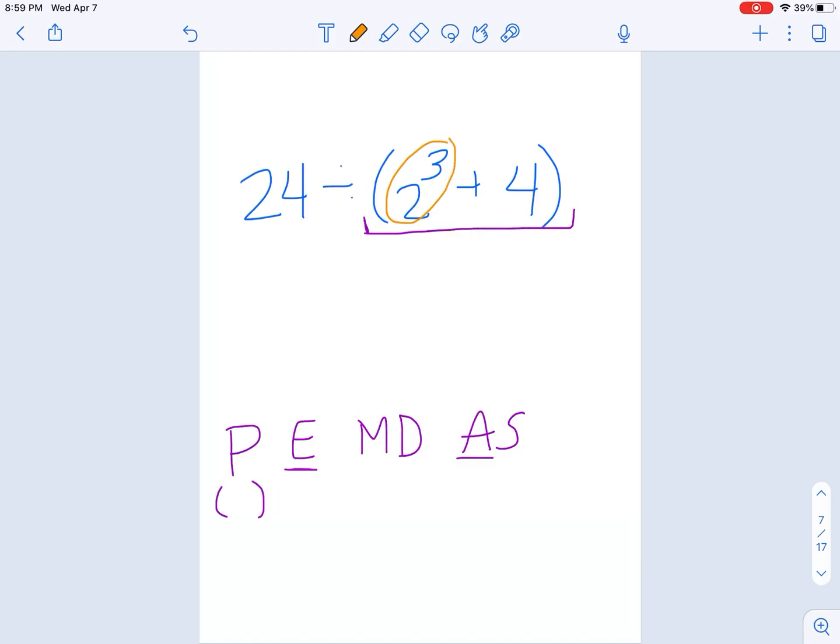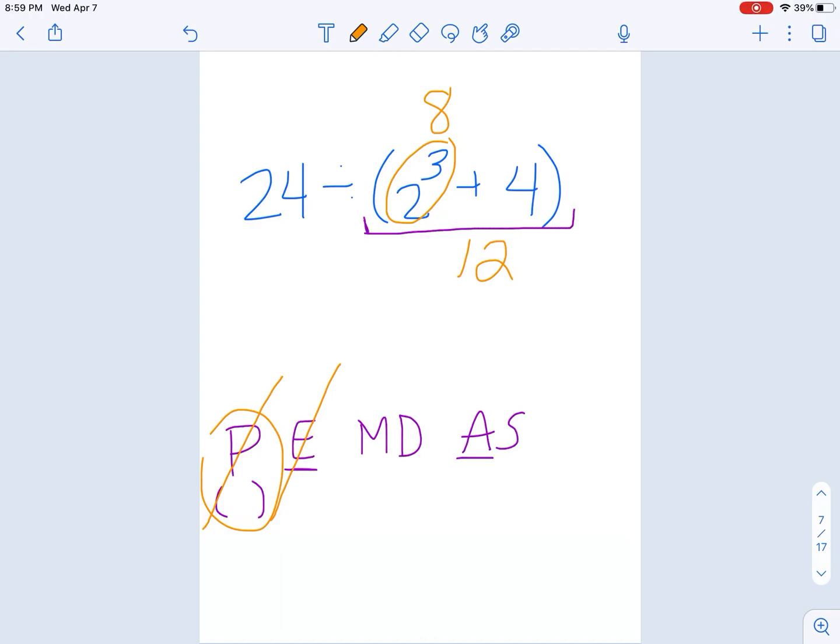Now remember that 3 means that we're going to multiply the number 2 3 times. And 2 times 2 times 2, so 2 times 2 is 4, times 2 makes 8. So I'm just going to put that 8 right here. I'm still in the step of parentheses right now. I need to finish solving my parentheses. I have 8 plus 4, which makes 12. All right, so I'm done with that step. I don't have any more exponents other than the one that I just did.